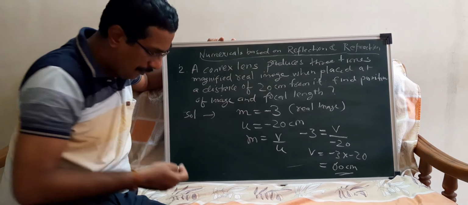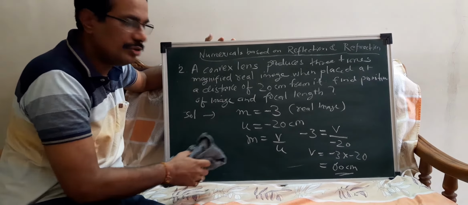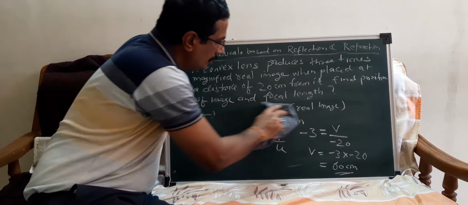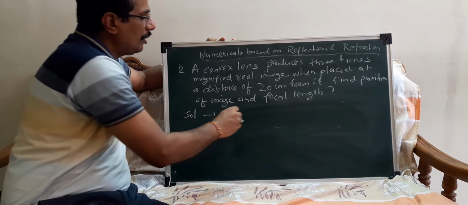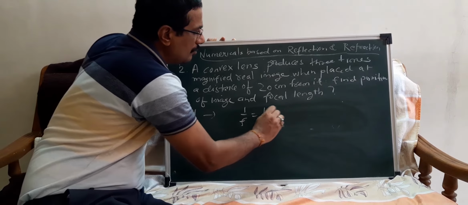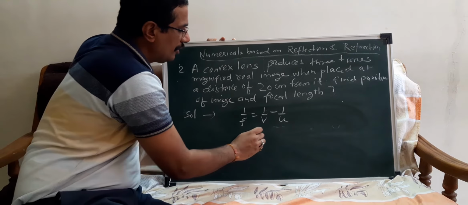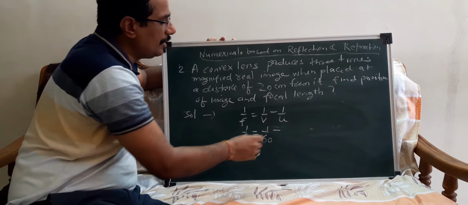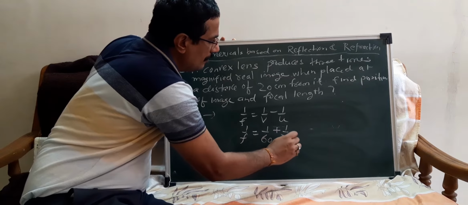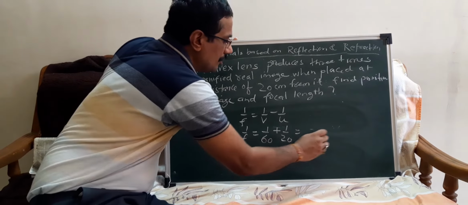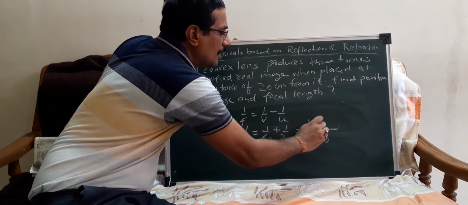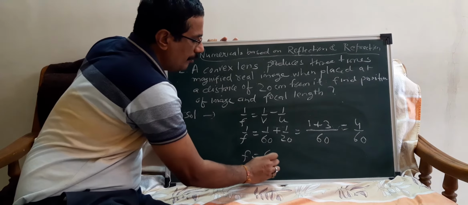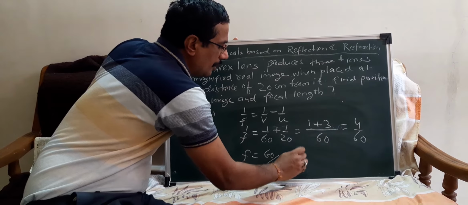Second part, you have to calculate the focal length. How do you calculate the focal length? Use the formula 1 upon f equal to 1 upon v minus 1 upon u. So 1 upon f equal to 1 upon 60, minus u is minus 20, minus becomes plus. So you get 1 upon 60 plus 1 upon 20. 60 is the LCM, and solving, 1 plus 3, that is 4 upon 60. So f will be equal to 60 upon 4, that is equal to 15 centimeter.